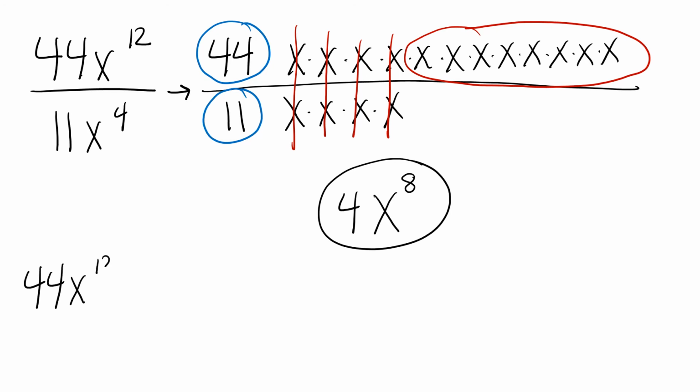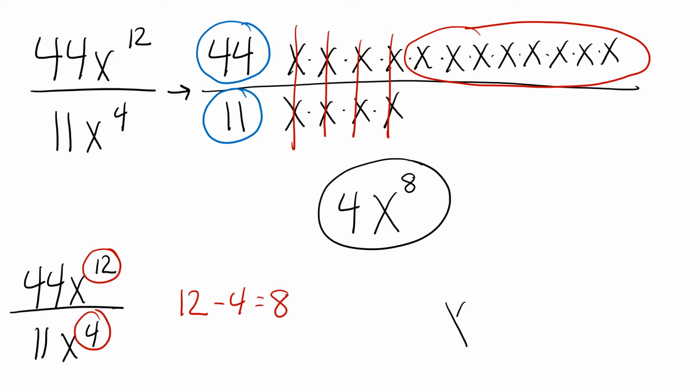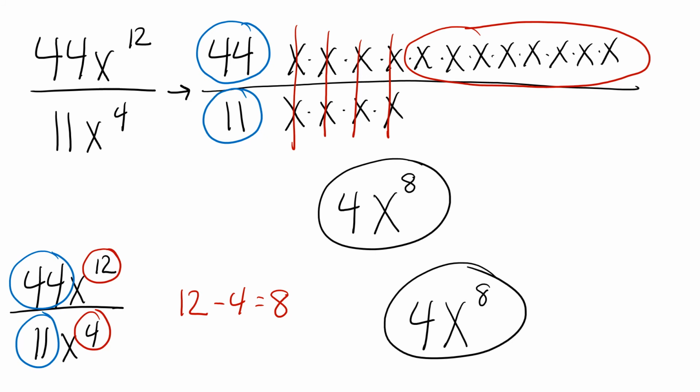If we wanted to use the shortcut, we would take our original problem. Because it's a division problem, we subtract the exponents. 12 minus 4 is 8, which is how we get our new exponent, x to the 8th power. And we divide the coefficients. 44 divided by 11 is 4.